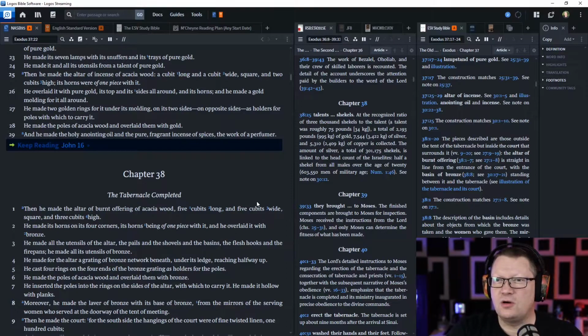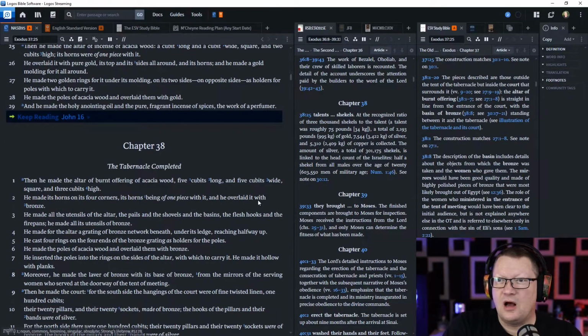He made two golden rings for it under its molding, on its two sides, on opposite sides, as holders for poles with which to carry it. He made the poles of acacia wood and overlaid them with pure gold. And he made the anointing holy oil and the pure fragrant incense of spices, the work of a perfumer.